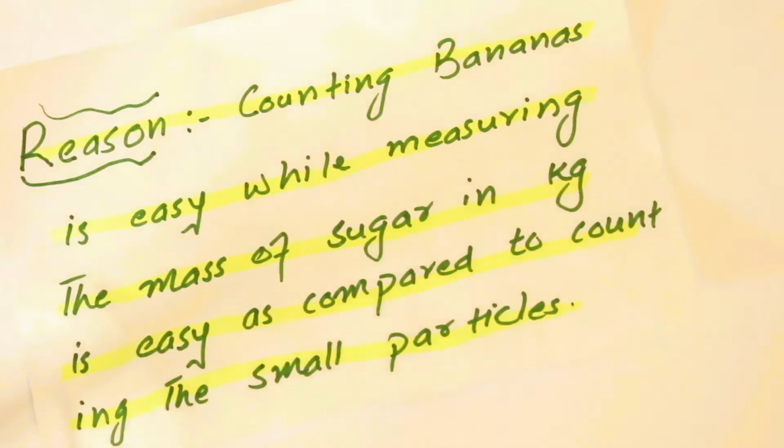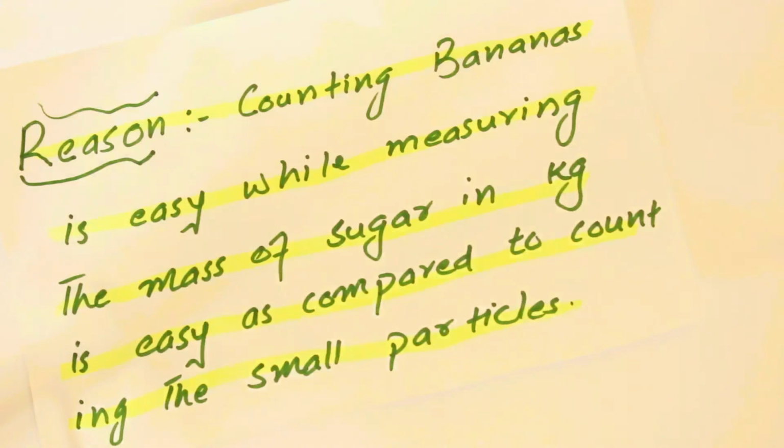Now why do we use these two different units in these different situations? The reason for this is very simple. If we think about the size of the banana, it's large enough and it's very easy to count the number of bananas. So that's why we prefer to count the number of bananas as compared to measuring its mass. In the same way, we can think about the sugar, which is made of extremely small white crystalline particles.